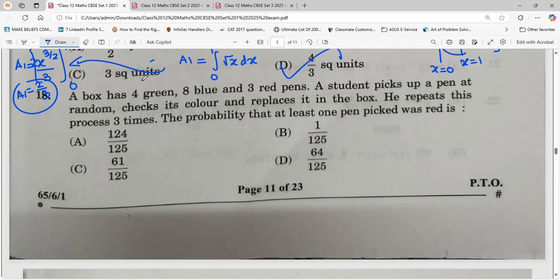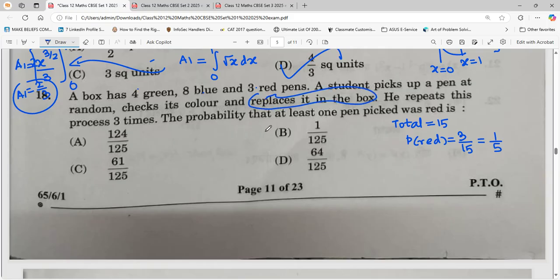So there are 4 green, 8 blue, and 3 red pens. So there are a total of 4 plus 8, 12 plus 3, 15 pens. The probability of red in one picking is 3 out of 15, which is 1 out of 5. And it is also mentioned that the pen is getting replaced.